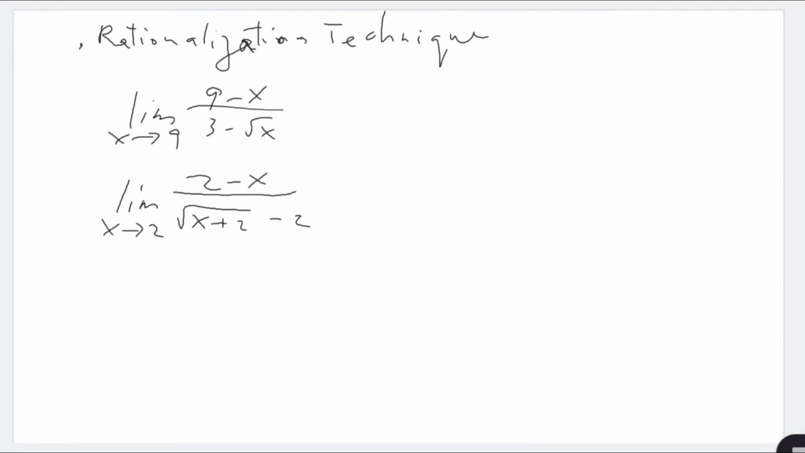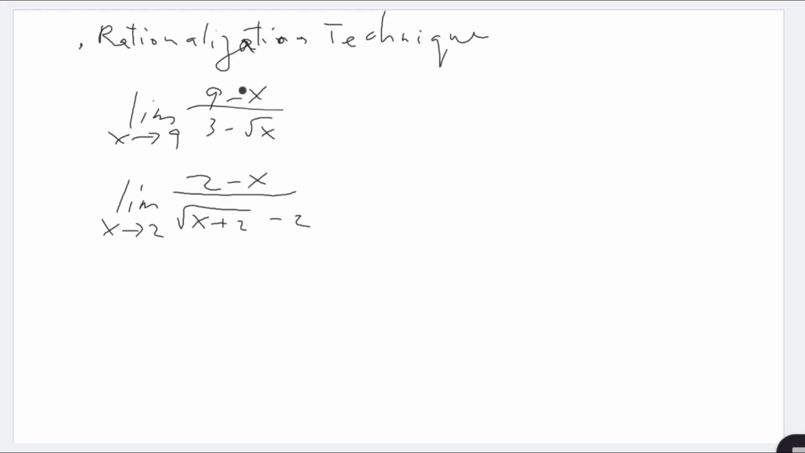Now there's another method or technique we utilize to get rid of the troublemaker. It's called rationalization. All right, let's look at the limit here. x goes to 9. Well, the denominator becomes 0. Now we don't even need to worry about the numerator for now. Just check the denominator. So 9 plugging in for x, the square root of 9 is 3. 3 minus 3 is 0. Trouble. Now this time we're going to try to rationalize the denominator.